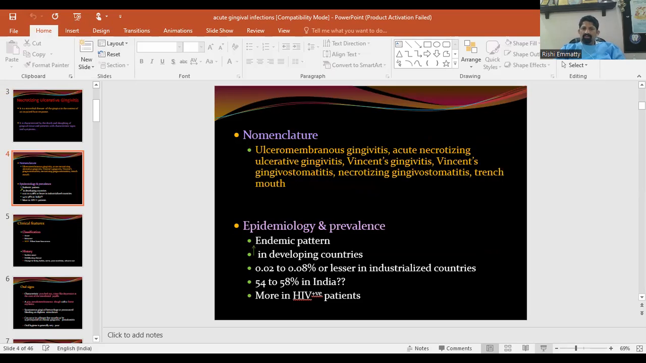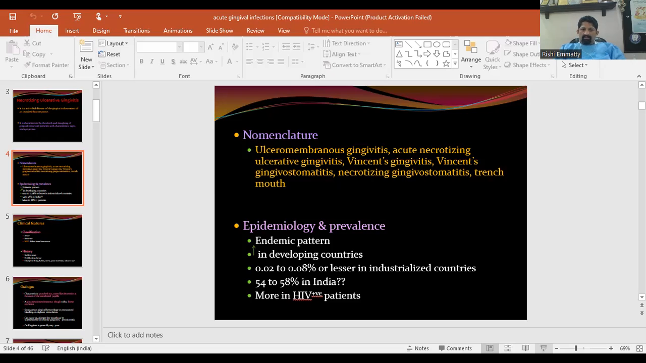What are the other names for necrotizing ulcerative gingivitis? Other names are ulceromembranous gingivitis, acute necrotizing ulcerative gingivitis, otherwise shortly called ANUG. Earlier it was called ANUG, now it is called NUG only. It is also called Vincent's gingivitis, Vincent's gingivostomatitis, Vincent's stomatitis, necrotizing gingivostomatitis and trench mouth.